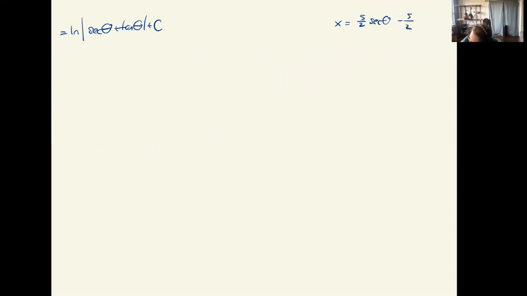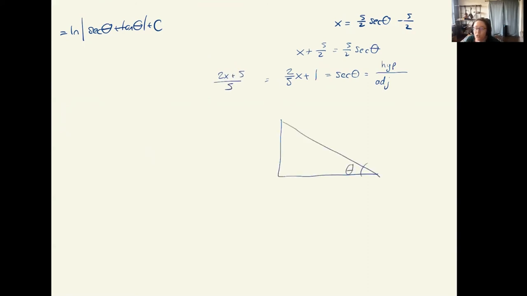So let's find what secant theta is. X plus 5/2 is 5/2 secant theta. So let's multiply both sides by 2/5. 2/5 x plus 1 is secant theta. Secant theta, that's 1 over cosine, so it's hypotenuse over adjacent. I want to write this as one fraction. So I'm going to write this as 2x plus 5 divided by 5. Now I can fill in two sides of my right triangle with angle theta.